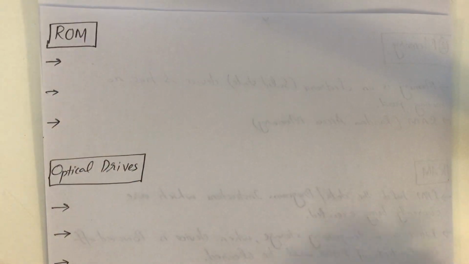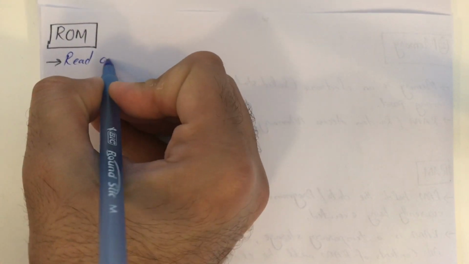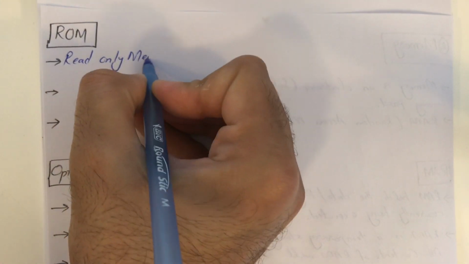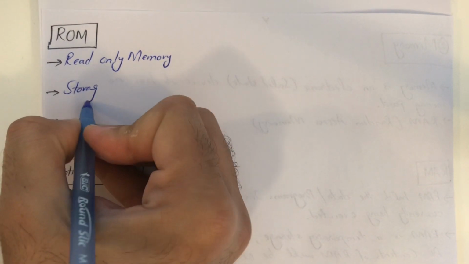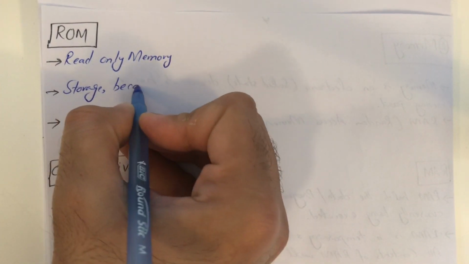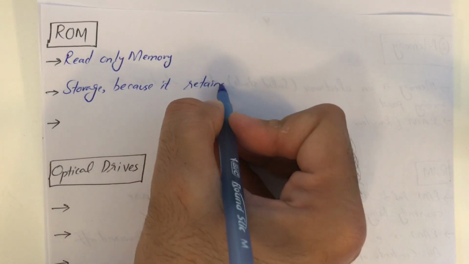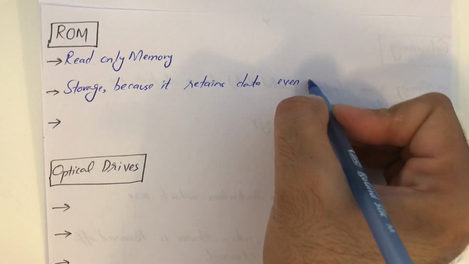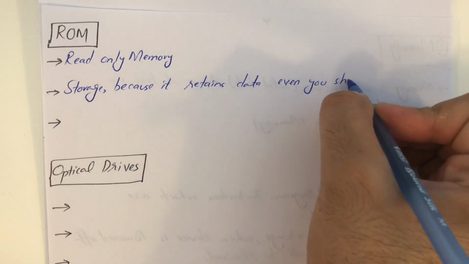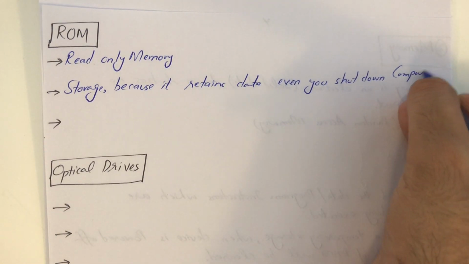Next is the ROM, read-only memory. Although its name is memory, it is actually a storage. Why is it a storage device? Because it retains data even if you shut down the computer, just like your hard drive.